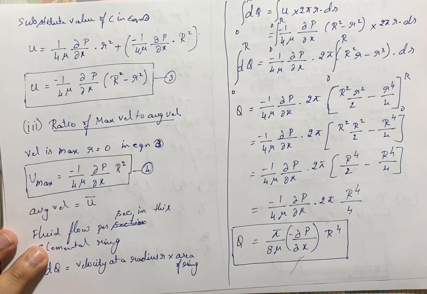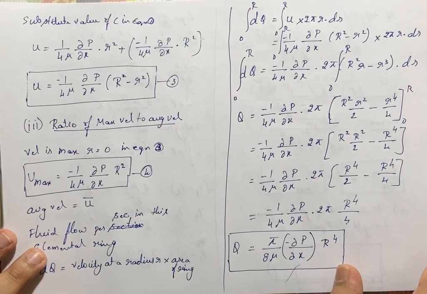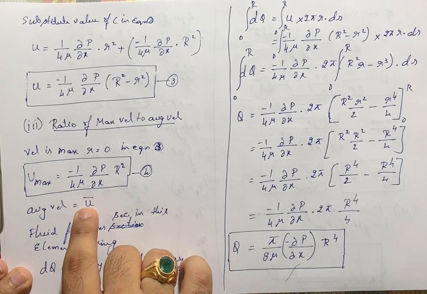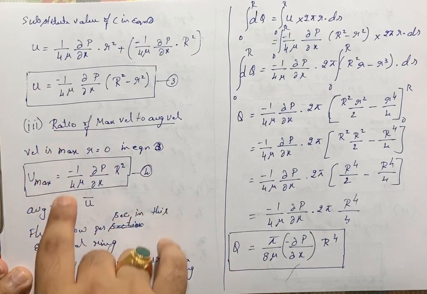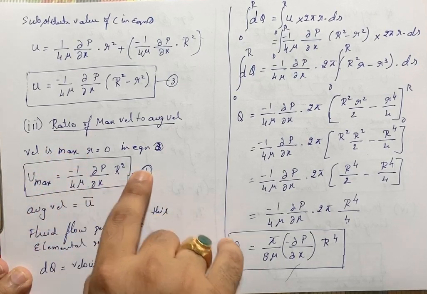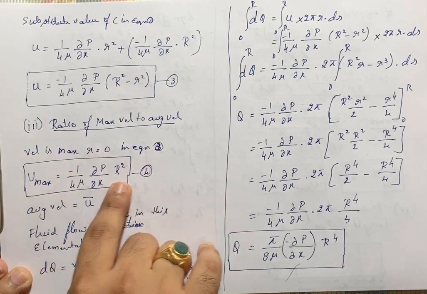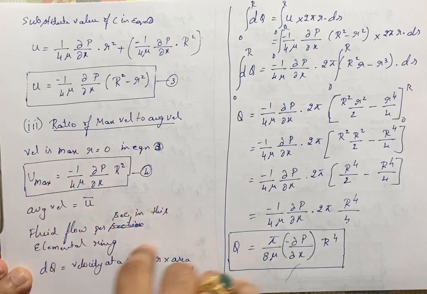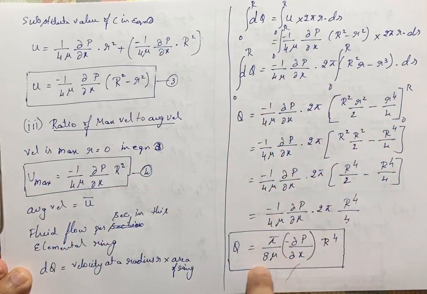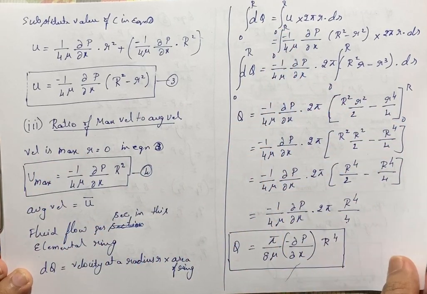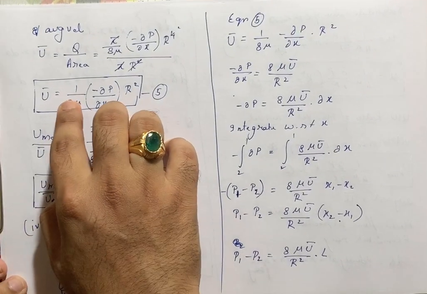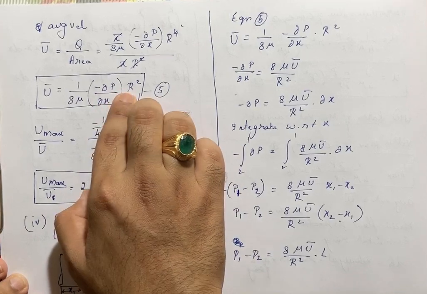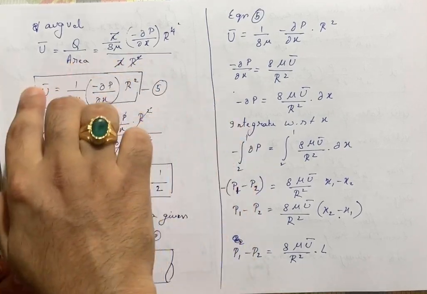After finding this velocity distribution and the shear stress distribution, you need to find out the value of u bar. To find this, take u max, where small r will be 0. Taking this equation, derive with respect to the discharge, find out the value of discharge, and the average velocity will be 1 divided by 8 mu, minus dou p by dou x, into R square. You need to find out this equation.